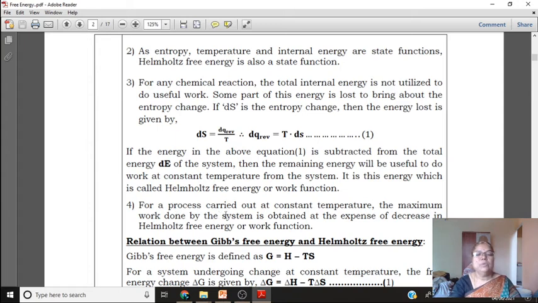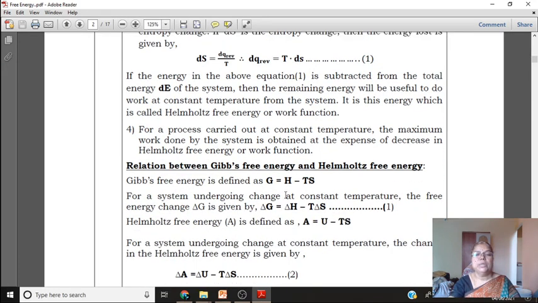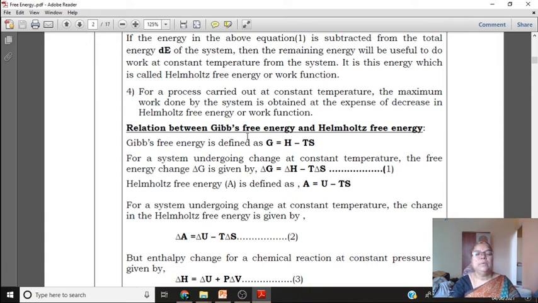Then, for a process carried out at constant temperature, the maximum work done by the system is obtained at the expense of decrease in Helmholtz free energy or work function. Then, the relation between Gibbs free energy and Helmholtz free energy.